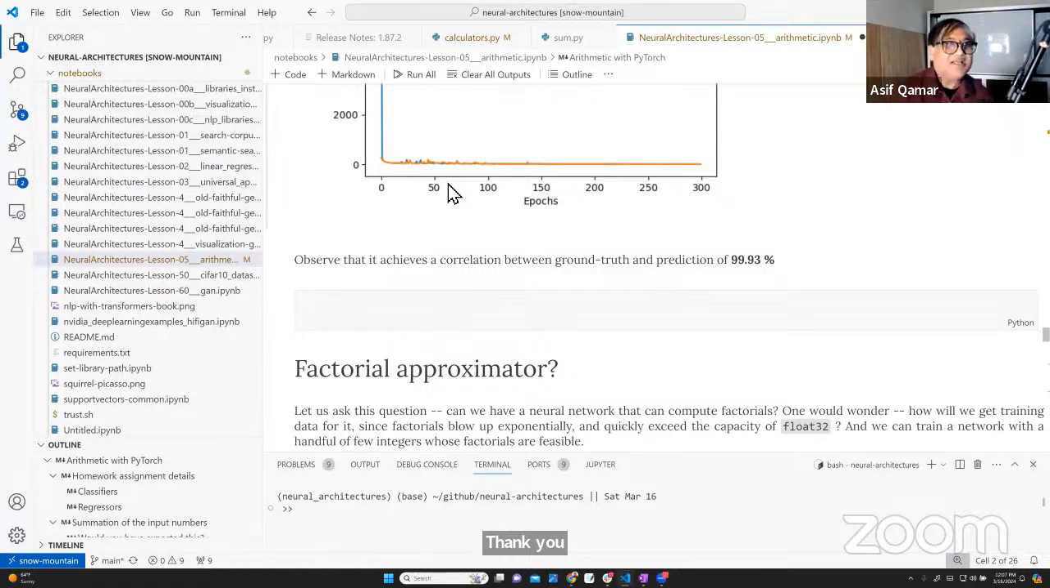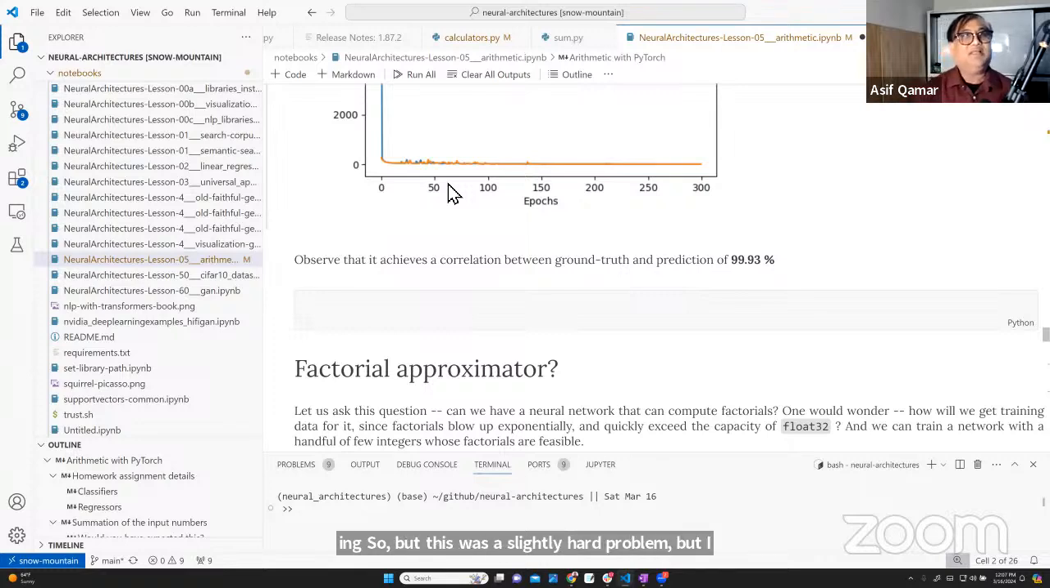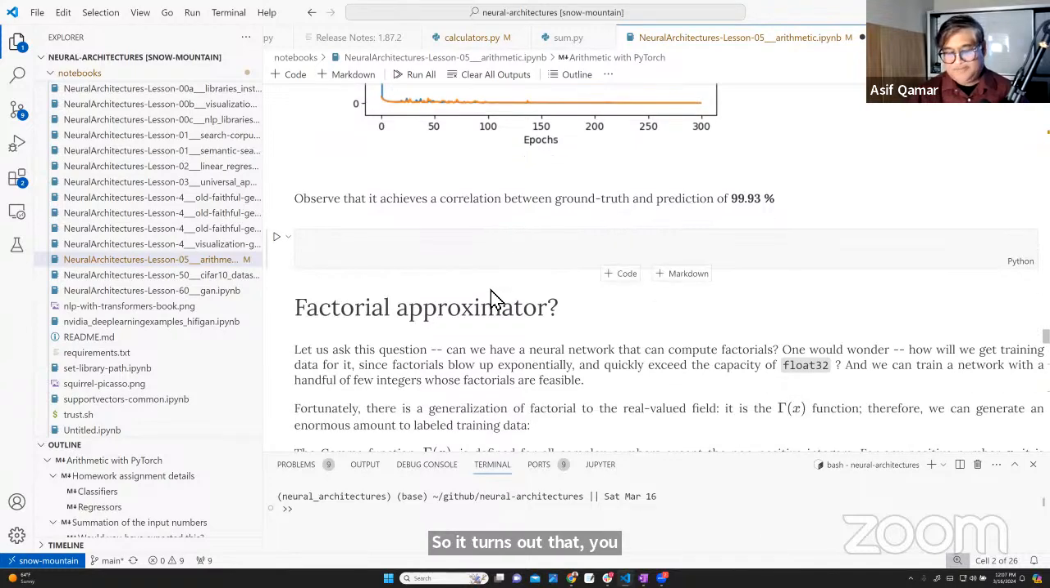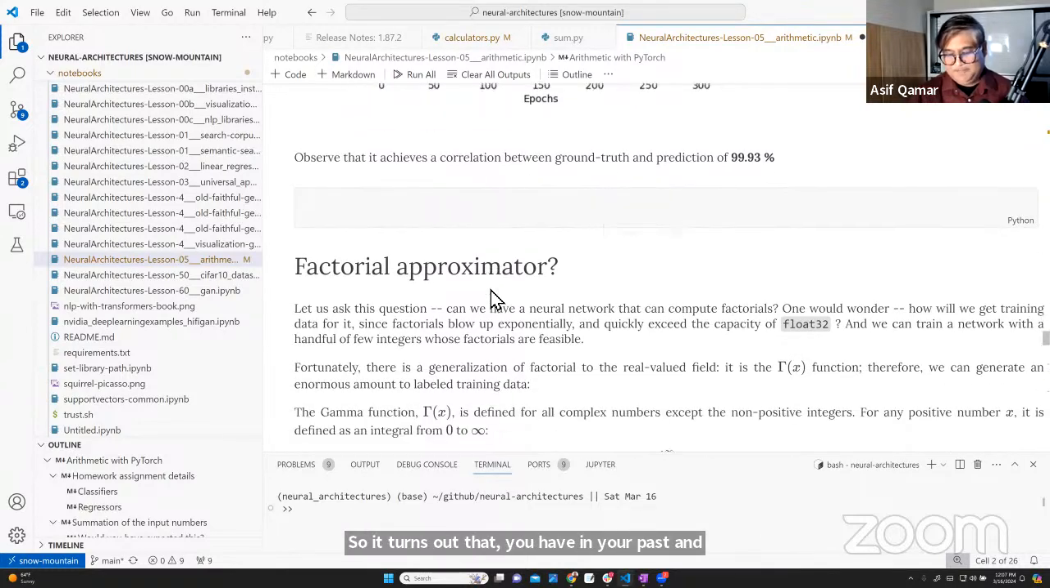So, well, this was a slightly hard problem, but I wanted to show that sometimes getting a little bit deeper does help you. So it turns out that you have in your past encountered a function in your engineering math textbooks. Does anybody remember the gamma function?